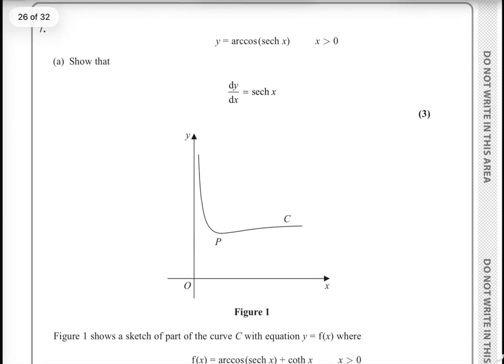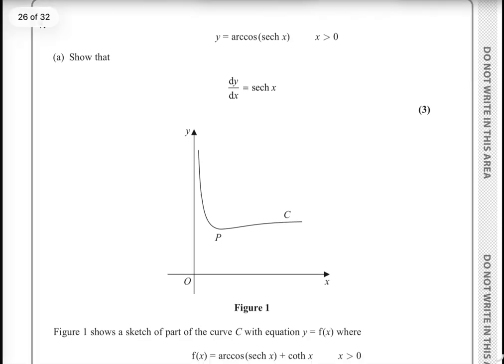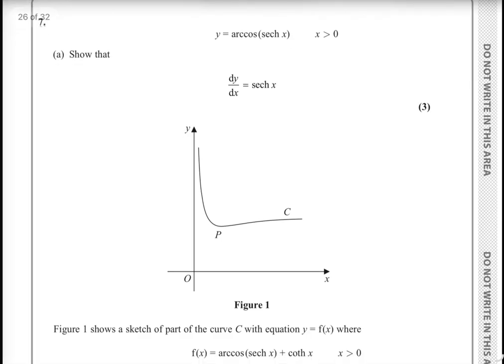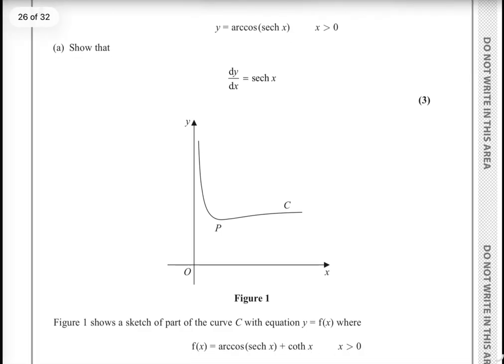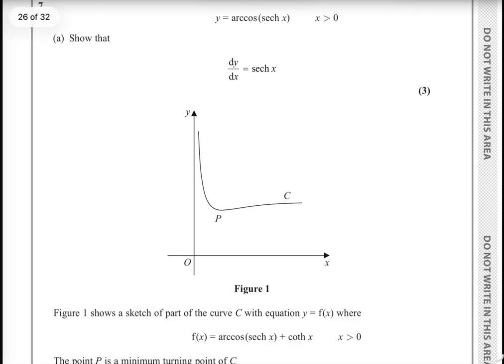Okay, straight away we've been given y is equal to arccos of sec x, and we need to show that the derivative of that is sec x.